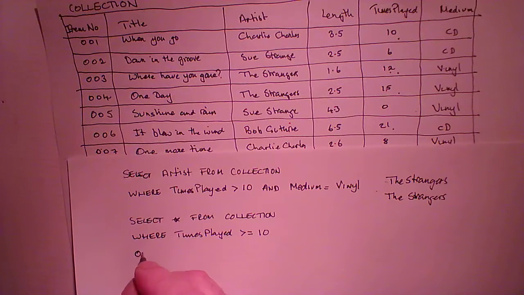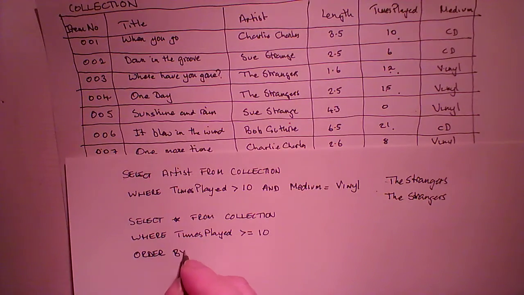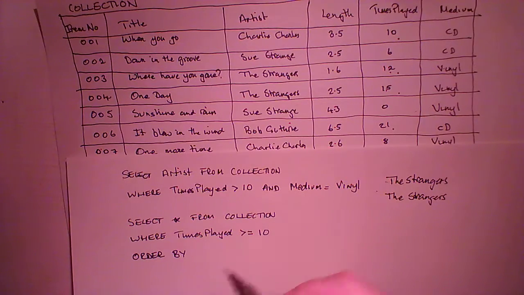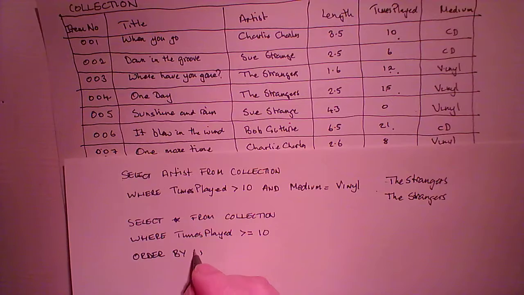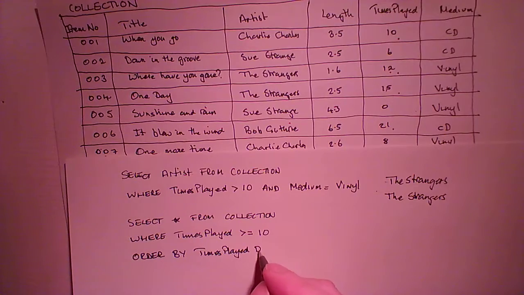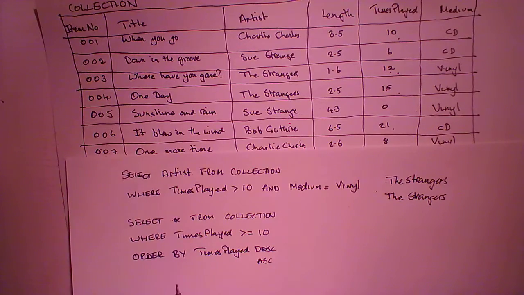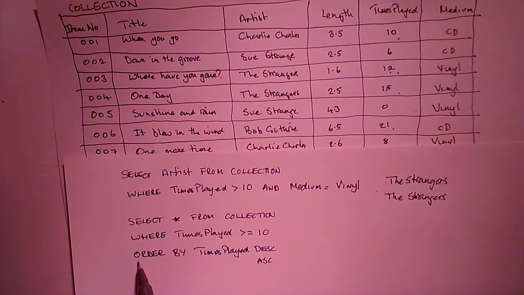And I'm going to do order by, so I'm saying what order they should appear in. Order by times played in descending order. So I could have descending or ascending order. But the important part is this line here, order by.